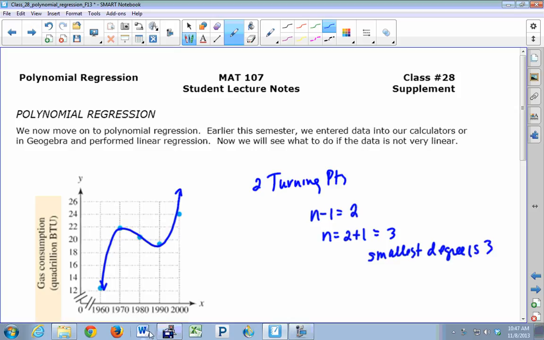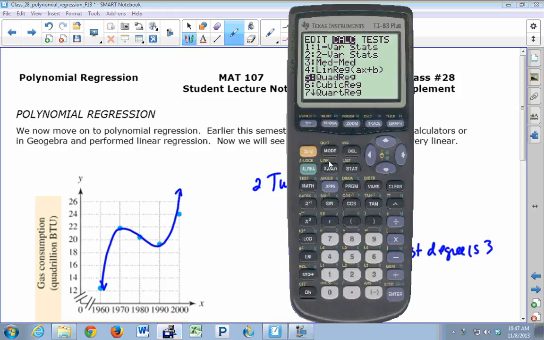So you go to your calculator, and if you had your data, you'd put your data into L1 and L2 or L3, L4, and you would come down here and ask it to perform a cubic regression, because that's degree 3. If you thought your data would be best modeled by the shape of a parabola, you would ask it to do a quadratic.